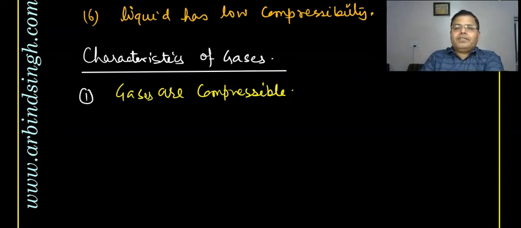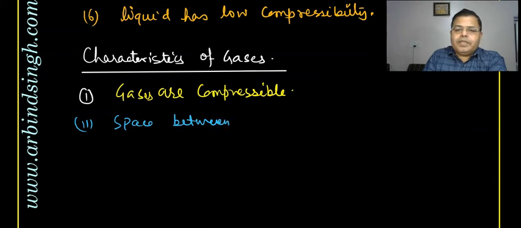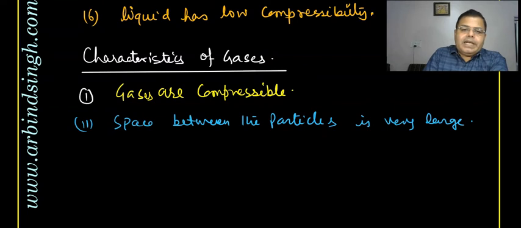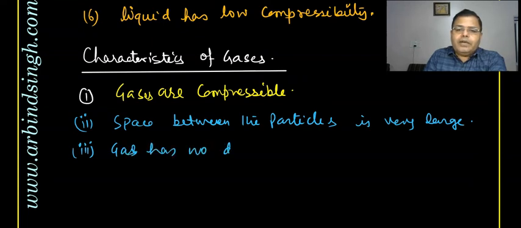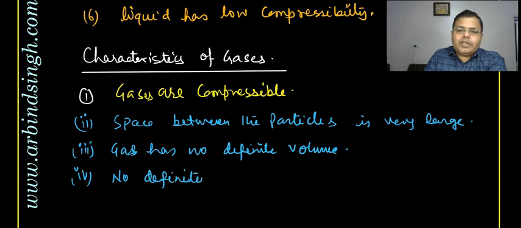Why compressible? Because the space between the particles is very large. Gas has no fixed volume. Gas has no definite volume, no definite size, no definite shape.